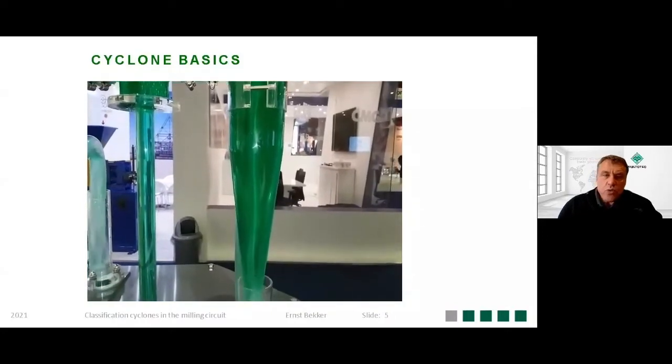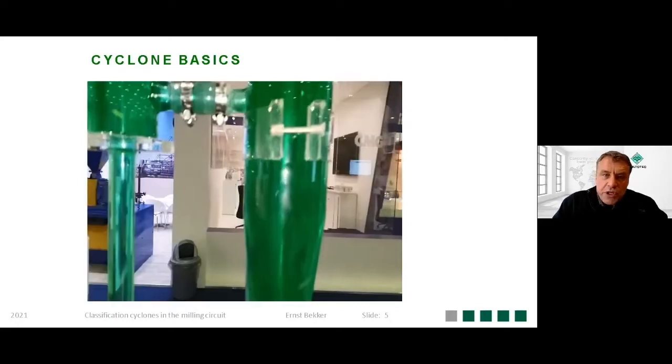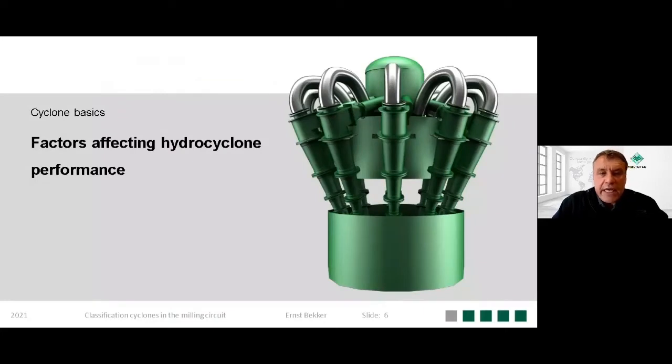You see the air core in the center, and then the fine particles that are rotating. Point to take note here: the time that particles spend inside a cyclone is limited. So we need to develop conditions to ensure the unit operates as efficiently as possible.